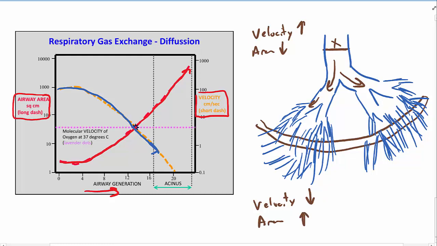This is the same thing that's happening in the lungs. You have a decreased velocity because that air is split up into so many branches, and there's so much area that it actually decreases the velocity. So the area increases, which is going to decrease the velocity. I hope that this has been helpful.